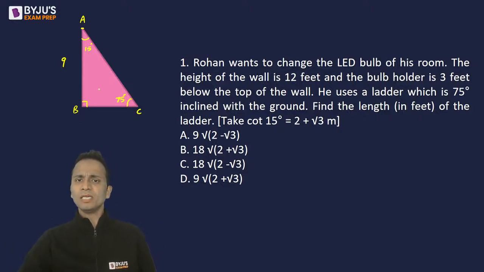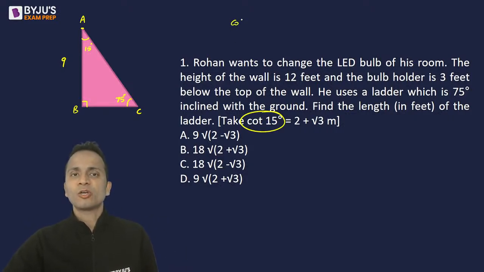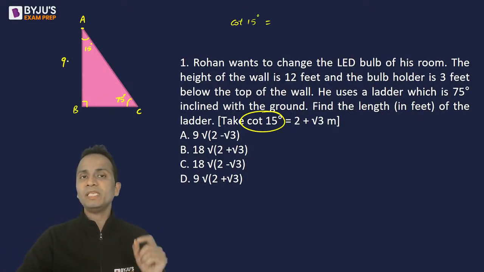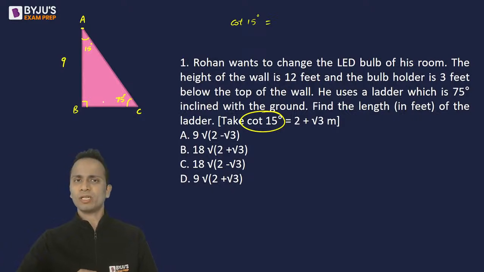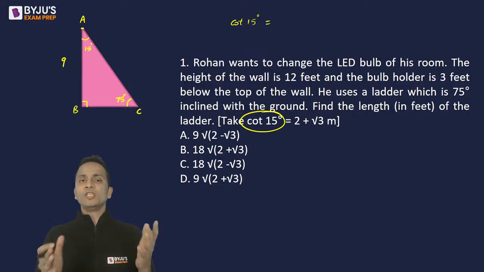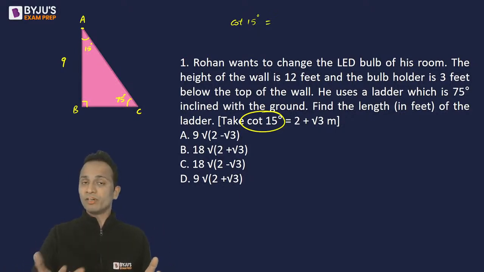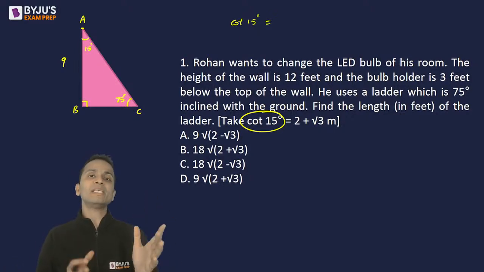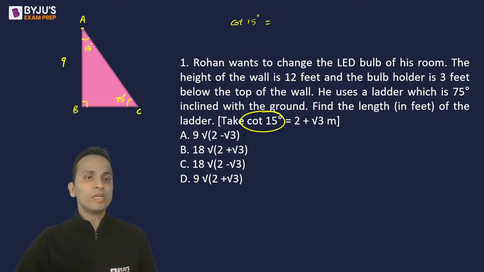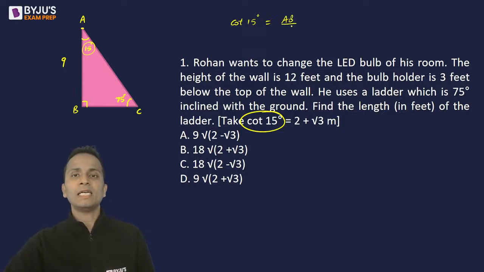Now I'll apply the trigonometric ratio cot 15. The value of cot 15 is given, so we can use cot 15. Cot of 15 degrees. Now cot of theta will be base upon perpendicular. What is tan theta? Tan theta is perpendicular upon base. So cot theta will be the inverse of tan theta, that is base upon perpendicular. Now since we are taking cot of this angle 15 degrees, for this the base will be AB and the perpendicular will be BC, right?